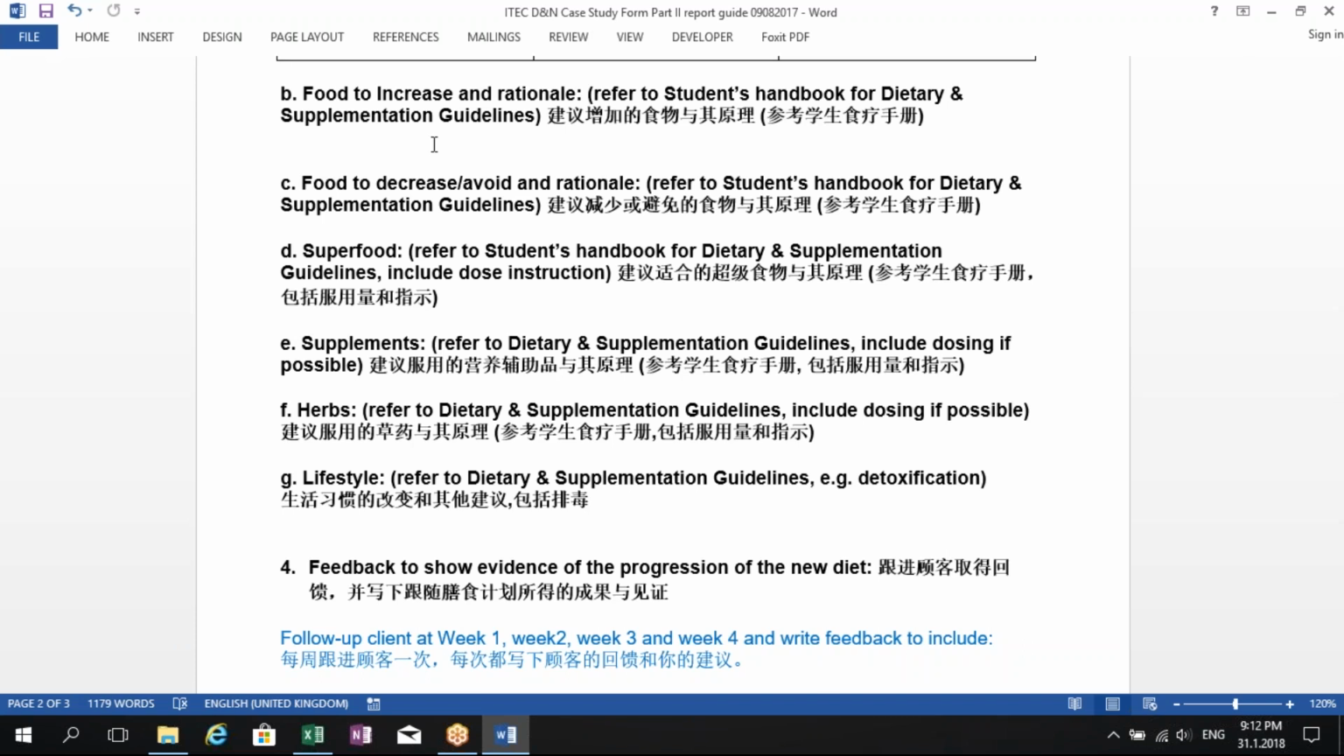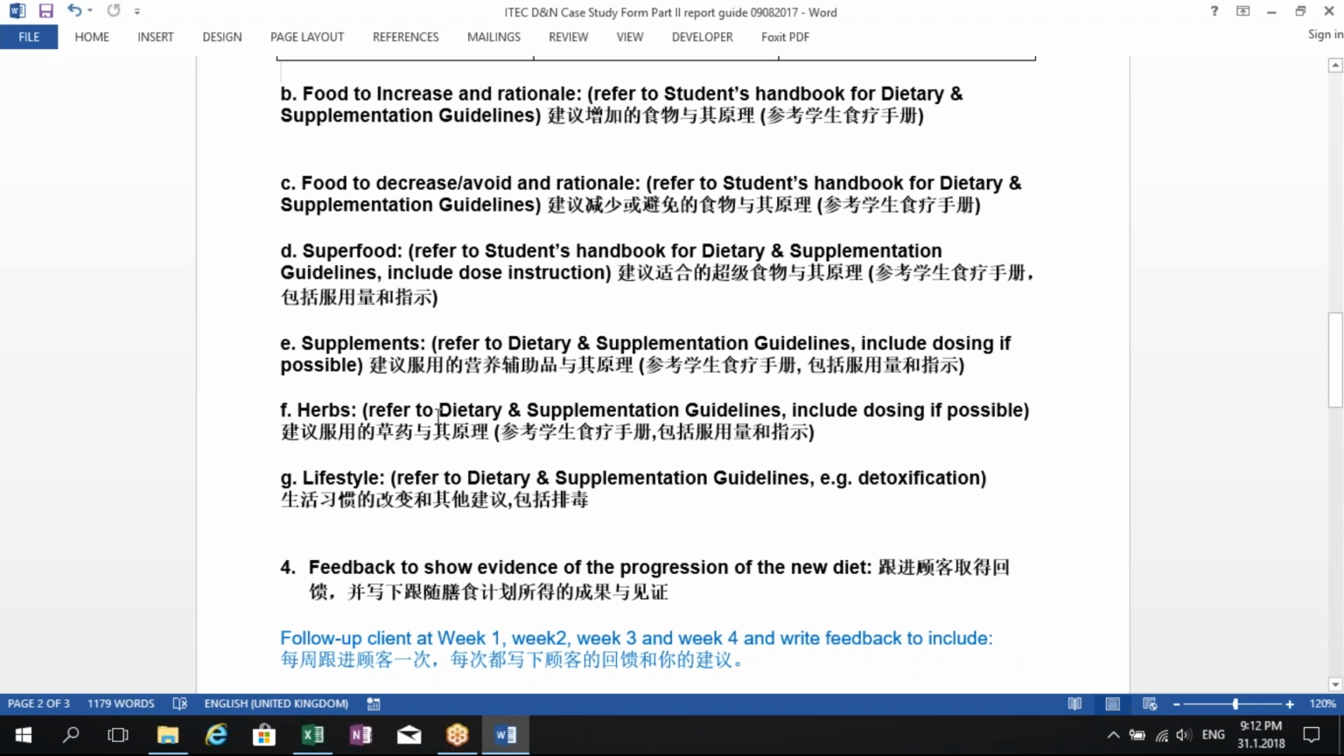Okay? So food to increase, food to decrease, and lifestyle changes here are all taken from the book. If you follow this coding, you will not get the wrong answer. You will not choose something that's contradicting. It's very safe. You have the confidence that this advice should not go wrong. Okay, what about superfood, supplements, herbs?